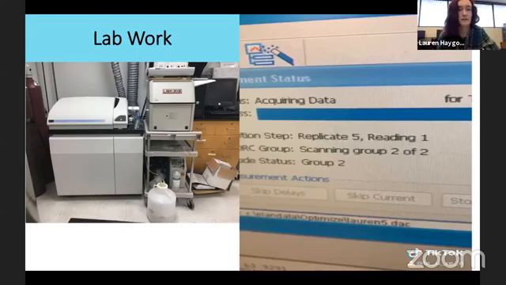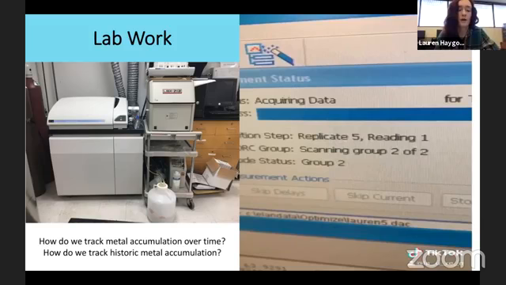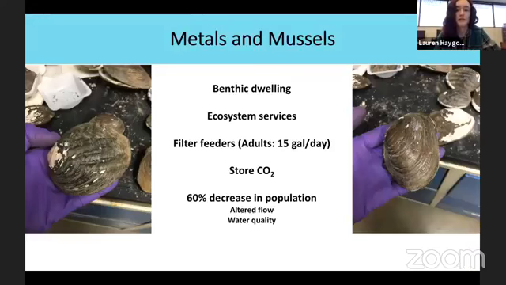So that's all fine and dandy for looking at present day stuff and what's going on now. But how would we even track metal accumulation over time in a river, and how do we track it historically? So that's where mussels come in. So mussels are benthic dwelling, so they live on the river bottom. They provide ecosystem services, so they're actually a very supportive organism to have. They're filter feeders, so adult mussels can filter 15 gallons of water per day. And as they're filter feeding, they will take in everything. So they will take in metals in the water, anything else in the water, and then they'll release out stuff. But the metals, they don't release back out. They actually start accumulating them in their tissue and shell. So they will accumulate the metals as they grow over time.